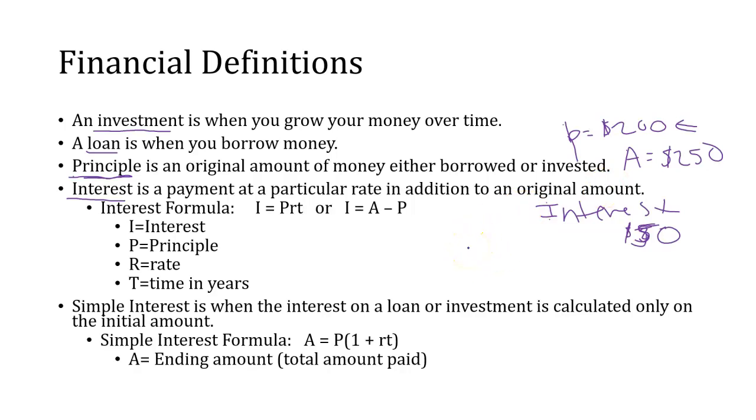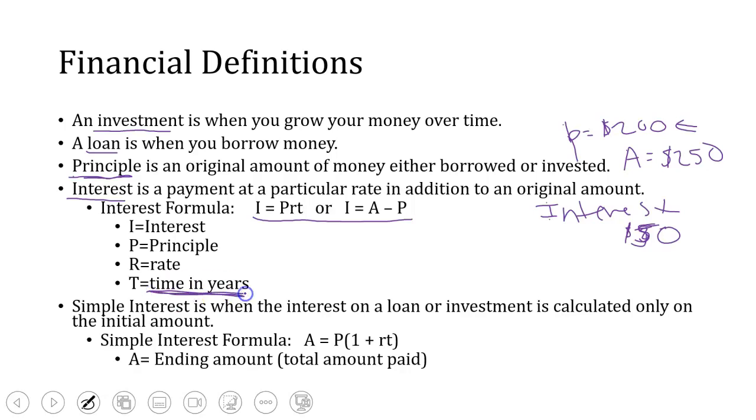All right, so now we're going to jump into some of the interest formulas. Here you will have a formula sheet on the test. The first one is the interest formula where the principal, the rate, and the time are given. The I is the interest. The P is for principal. The R is our rate. And the T is time in years.